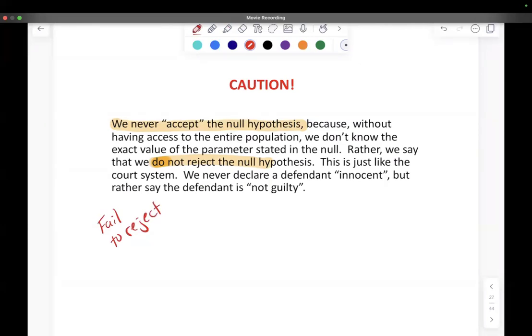Either way is fine. It's kind of like we never declare a defendant innocent. We just say not guilty. So we don't ever say we find them innocent. We find them not guilty. It's the same premise there.